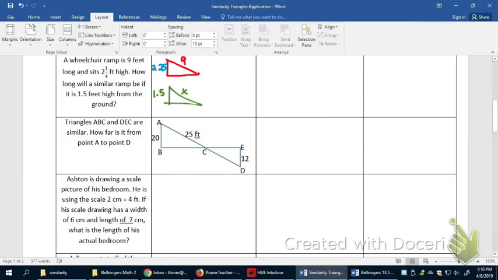Okay, so somebody different, tell me how you would set that one up. 9 over x and 2 1/4 over 1.5. Good. All right, let's cross multiply. So we get 2.25x equals, multiply 9 and 1.5.